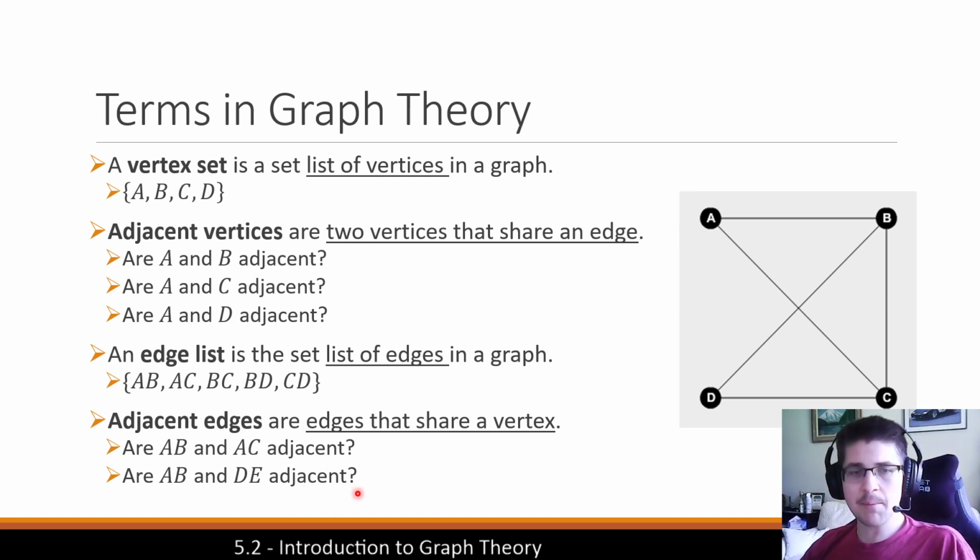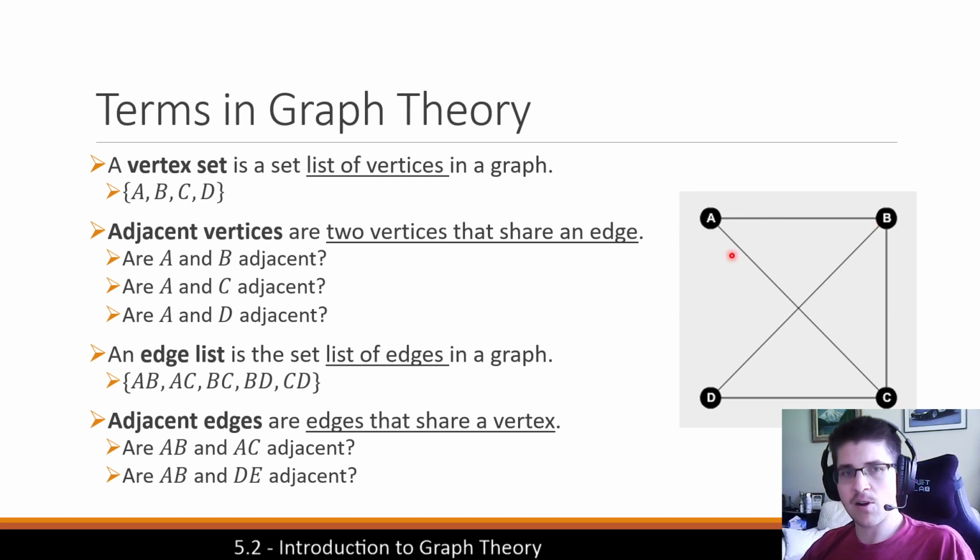And the exact same thing applies to adjacent edges. Adjacent edges are edges that share a vertex, aka connected. So it asks, are the edge AB and edge AC adjacent? If we're looking at that, we've got AB is here and AC is here.